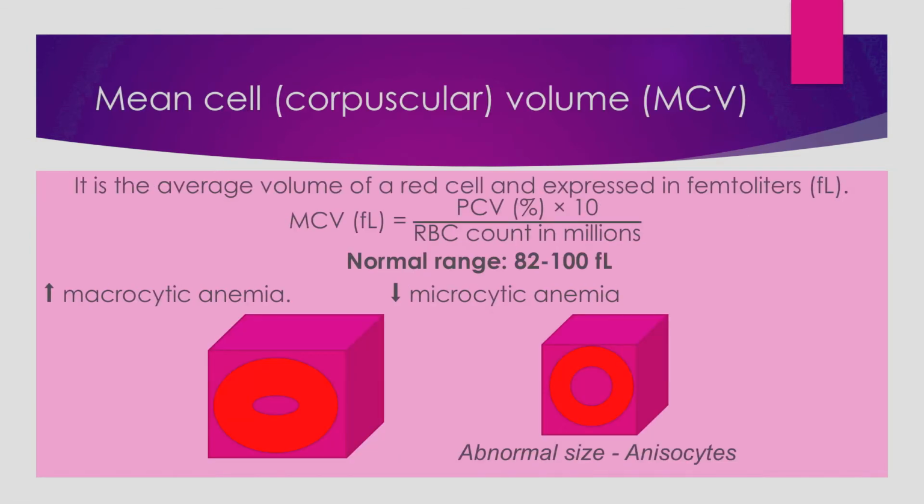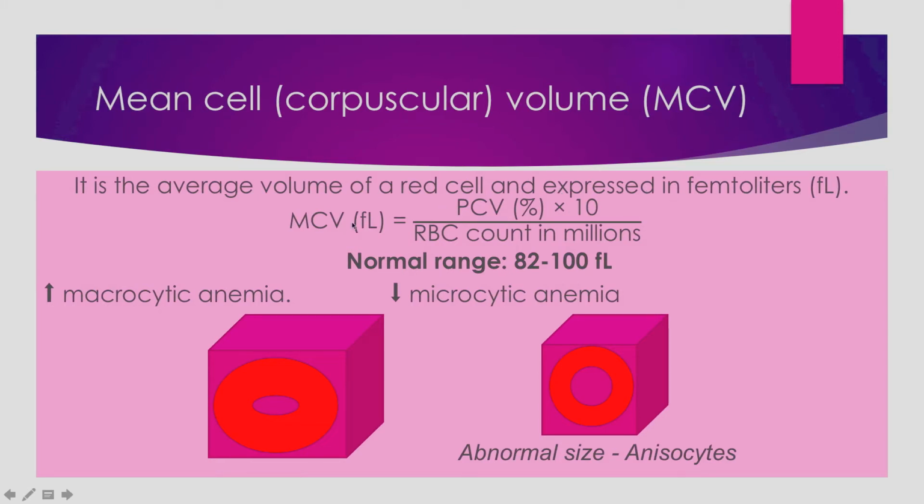So first is MCV, mean cell volume, right? Mean cell, here cell is the RBC, corpuscular volume. So this ring here represents RBC. You can see I have put this RBC inside a cube, and I am trying to determine the volume occupied by one RBC. So it is the average volume of RBC, and it is expressed in femtoliters.